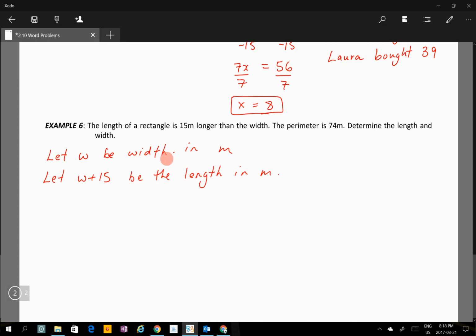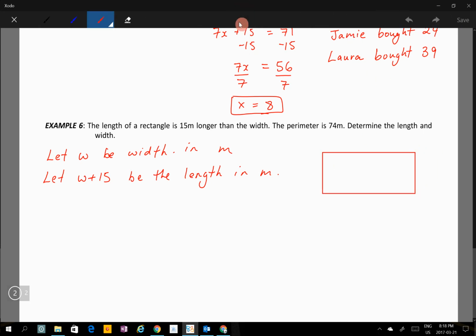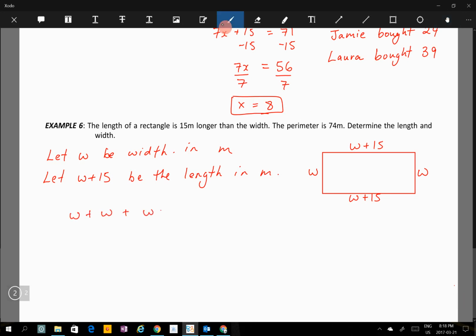So for my equation, the perimeter, it's a rectangle, right? So let's draw a rectangle. Here's my rectangle, and it's going to have a length of W plus 15, W plus 15, and W for the width, W for the width. So my perimeter is the addition of all 4 sides. If I add up all 4 sides, I will have W plus W plus W plus 15 plus W plus 15, and the total perimeter is 74.